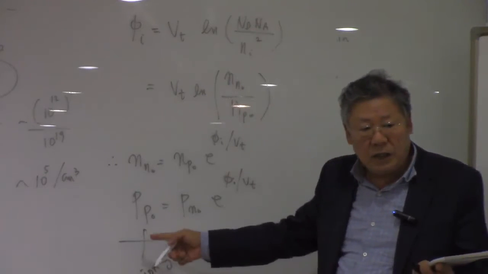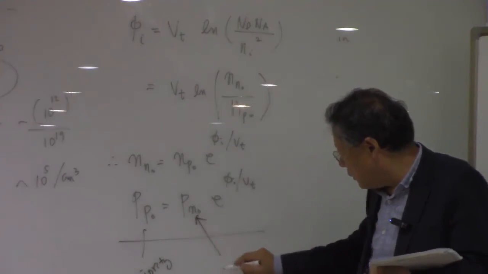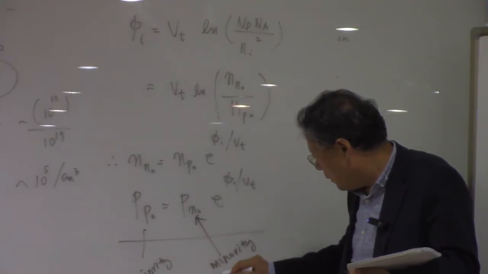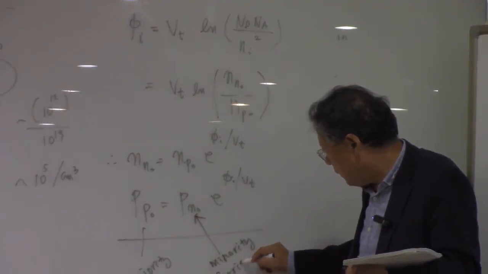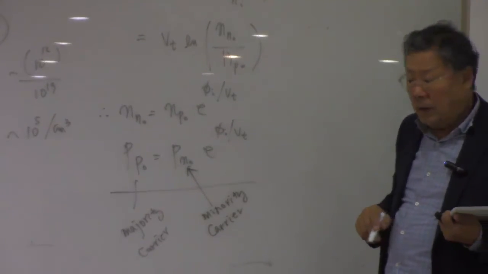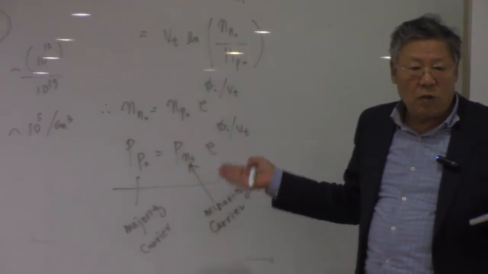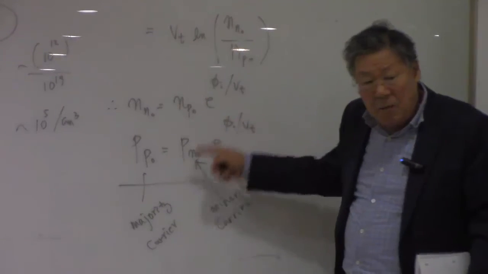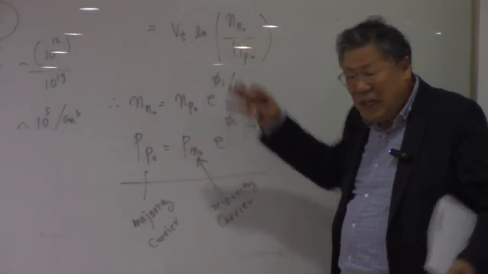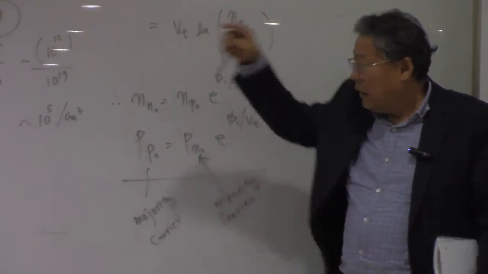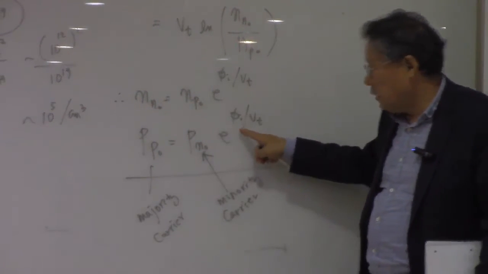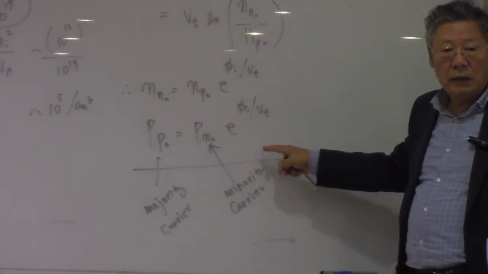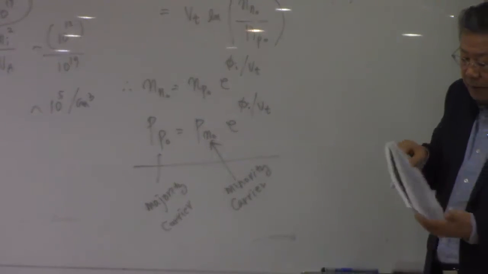Majority carrier in a p-type. Okay, this is the minority carrier in an n-type. But we are talking about the same species, the holes. So the number of holes is going to be enhanced in number by crossing this built-in potential in an exponential way. That's what it says.